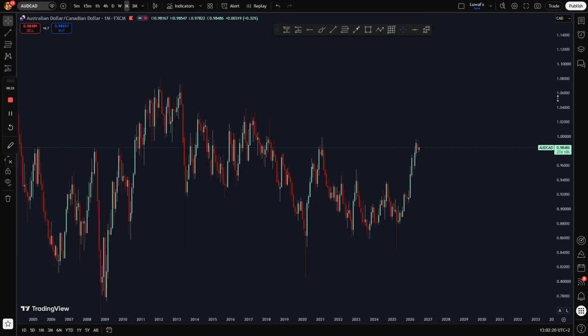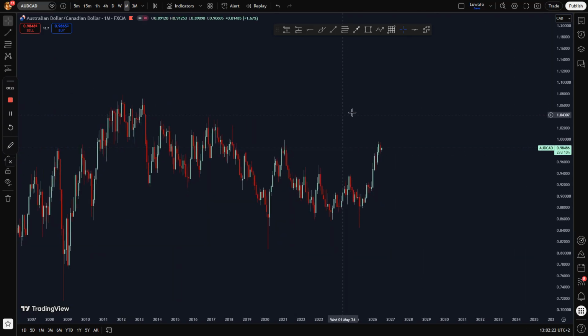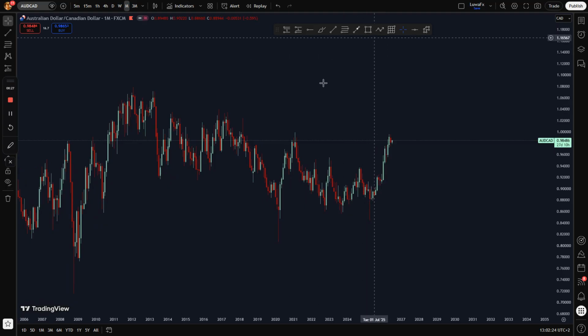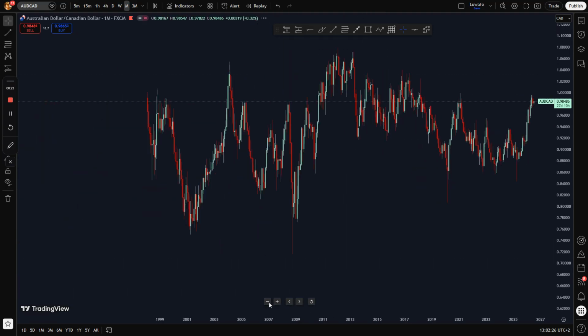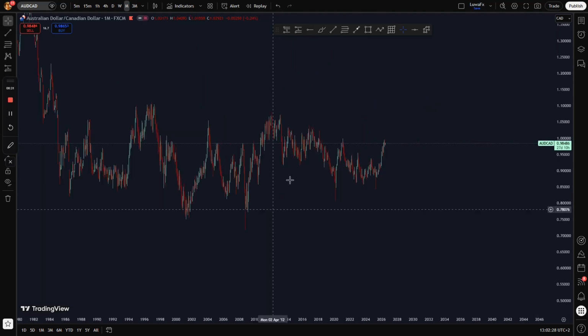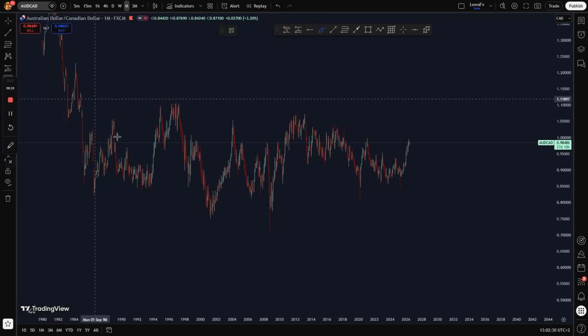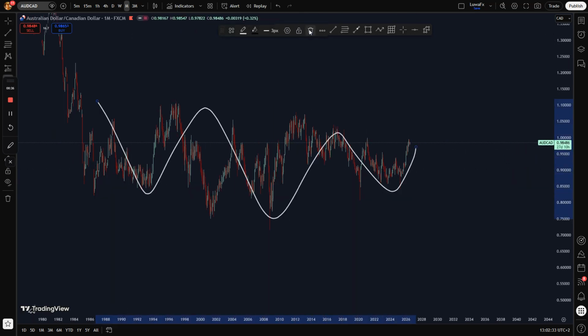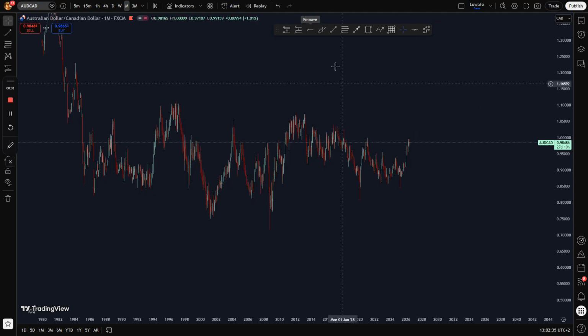So of course we have AUD CAD as the first pair. You can see AUD CAD on the bigger time frame, right? On the monthly time frame, we can see that this market is in a corrective phase. We can also see the market moving sideways, right?